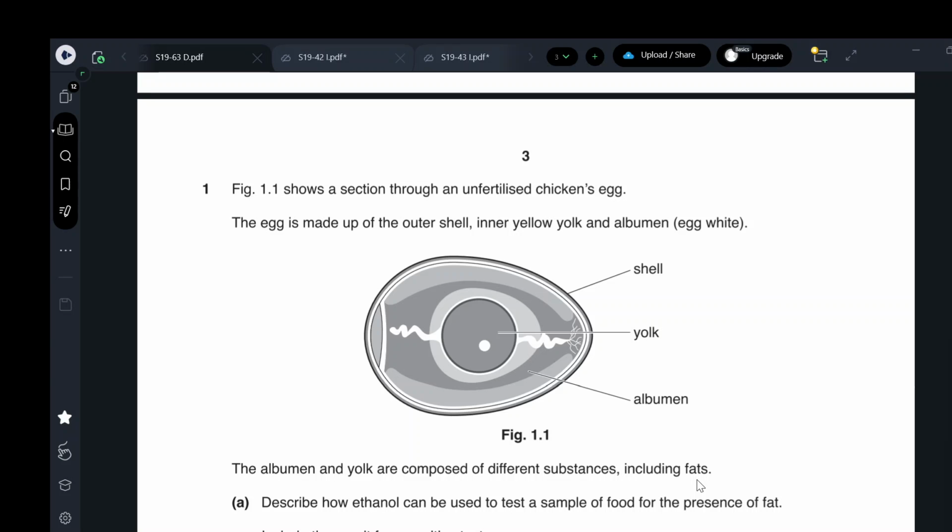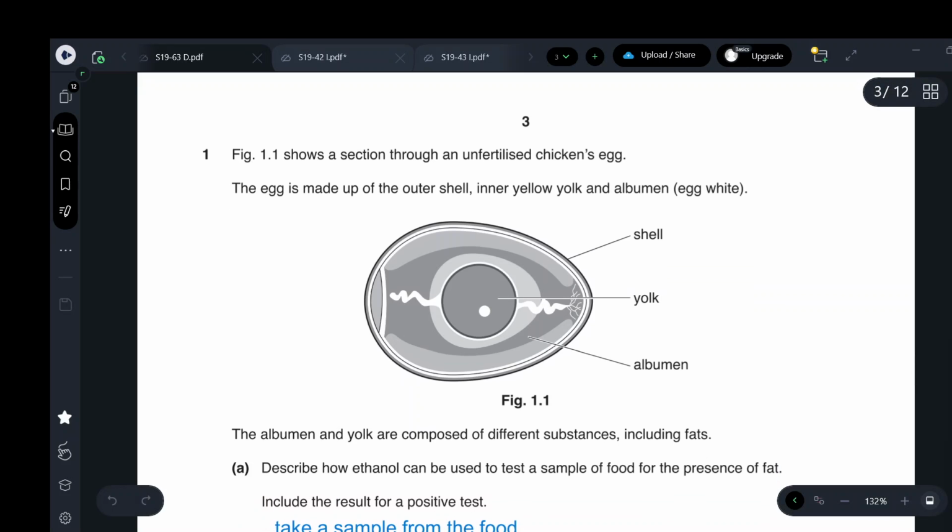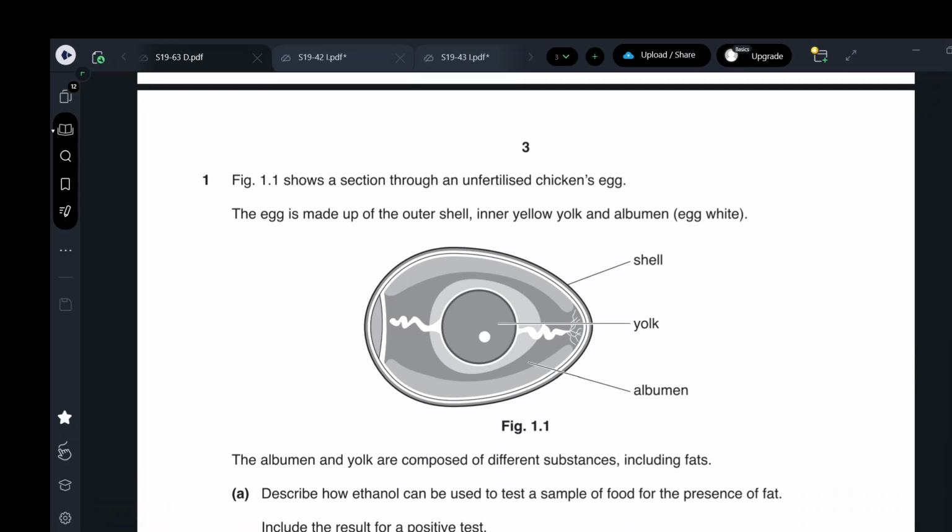Figure 1.1 shows a section through an unfertilized chicken's egg. The egg is made up of the outer shell, inner yellow yolk, and albumin. The albumin and the yolk are composed of different substances, including fats. Describe how ethanol can be used to test a sample of food for the presence of fats.